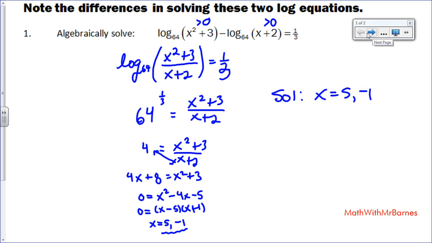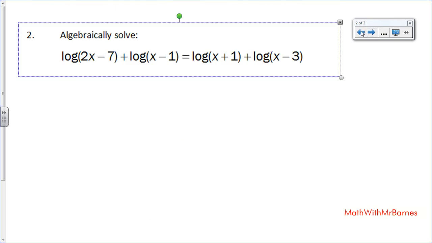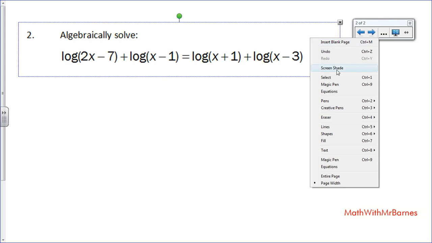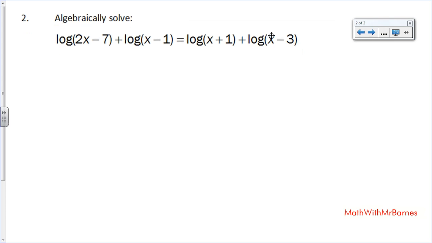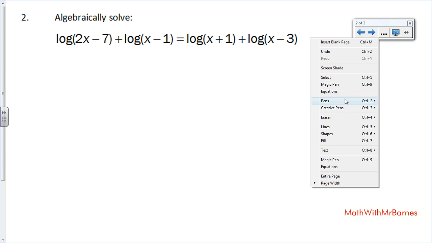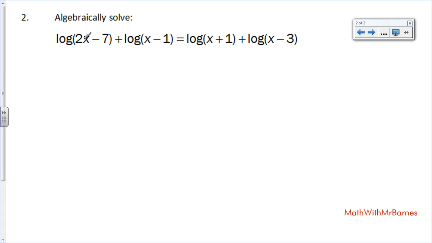Alright, let's try the next one and contrast how it's different. So if I look at this one, I need to go ahead and solve this guy right here. I have to use my rules of logs, and if you notice here there's no number by itself. I have logs on both sides of the equation.